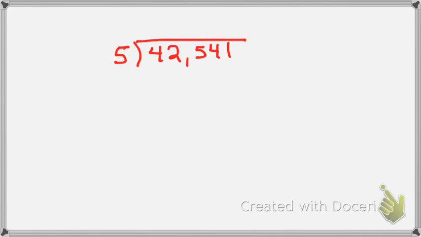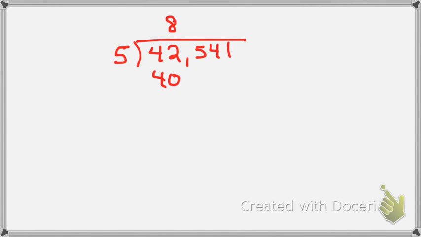Right, so how many times does 5 go into 4? It doesn't, so you go to 42. How many times does 5 go into 42? 8. So where do I put the 8? Above the 2. Then you take 8 times 5 and write it underneath the 42. So 8 times 5 is 40, right?